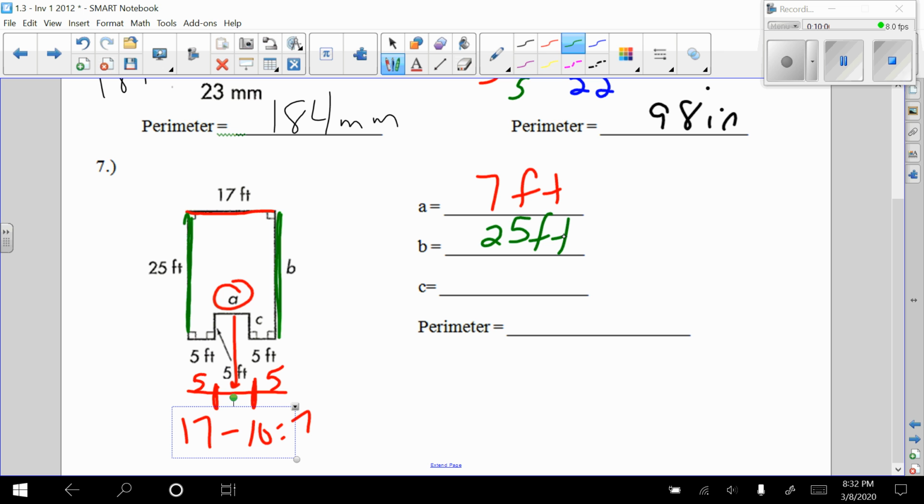Now to find C. Well, when you look at what they've made, this is 5 here. Here's the 5 for that. This must also be 5. So C has to be 5 feet.